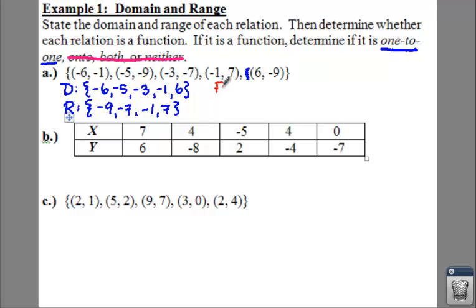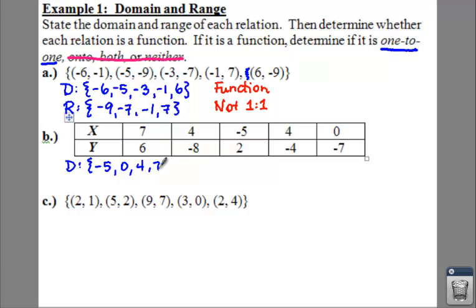So next, let's determine if it's a function. Do we have any repeated x values? Nope. So that means we have a function. And is it one-to-one? No, it's not, because not every x value is paired with exactly one y value. That's where you get your repeated x's or y's. It can't be one-to-one.